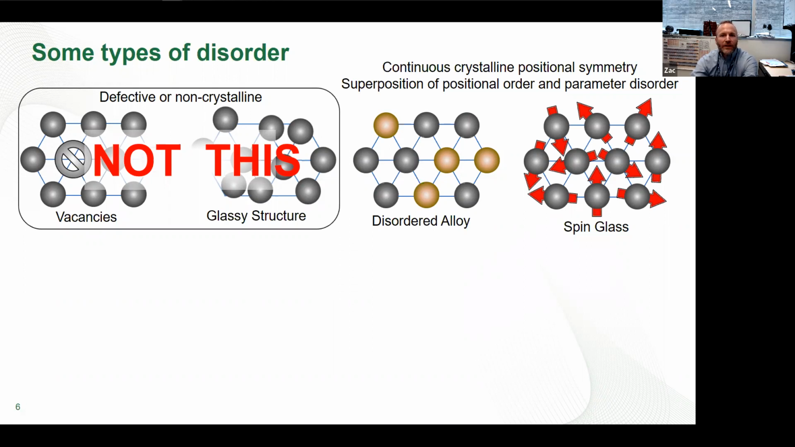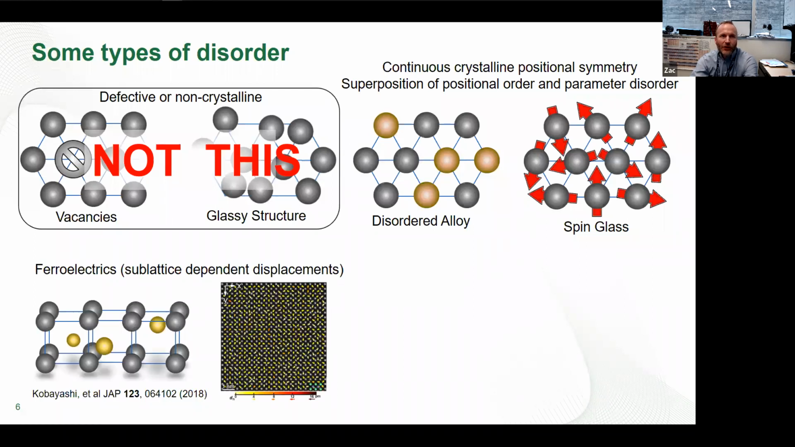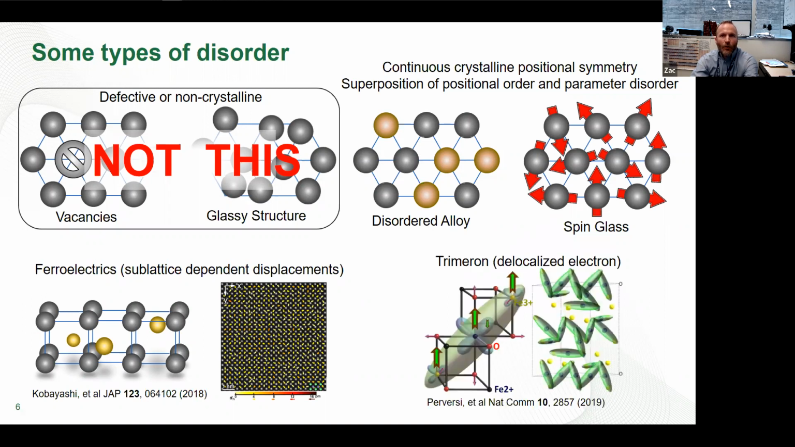But my goal is to reduce those to the point where if you're trying to do a calculation, that's not a dominating effect, right? On the disordered systems, you can also think of spin glass, where you have a disordered, positionally ordered crystal, but you still have some disorder. In this case, it's the spin component. You could stretch it to maybe ferroelectrics, where you have a sublattice that's doing something different. Or these trimeron sort of things. This is an Fe3O4 system where you have delocalized electrons that are ordered locally, but then disordered macroscopically.